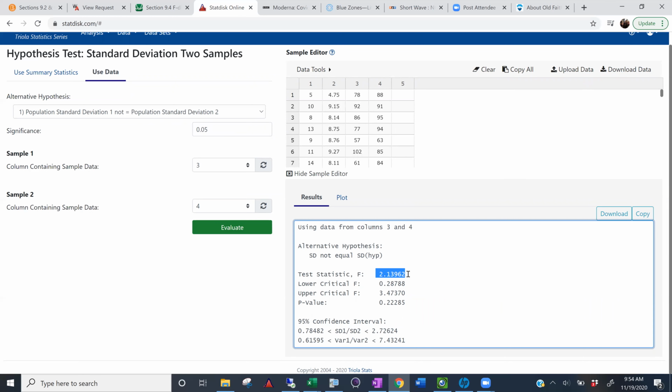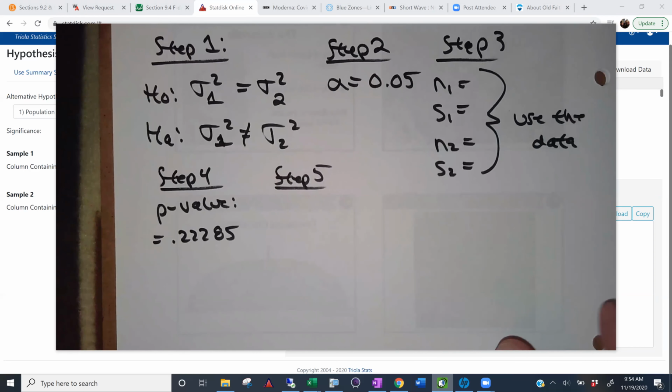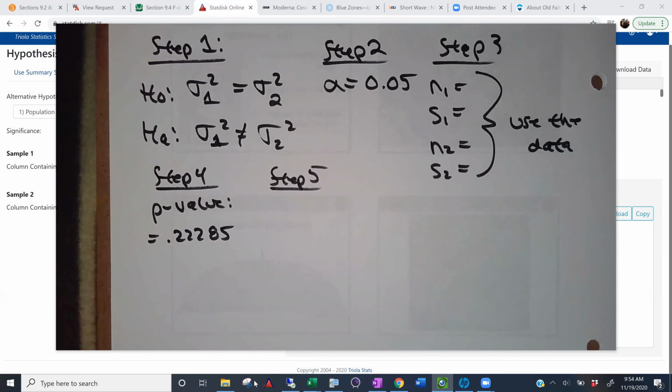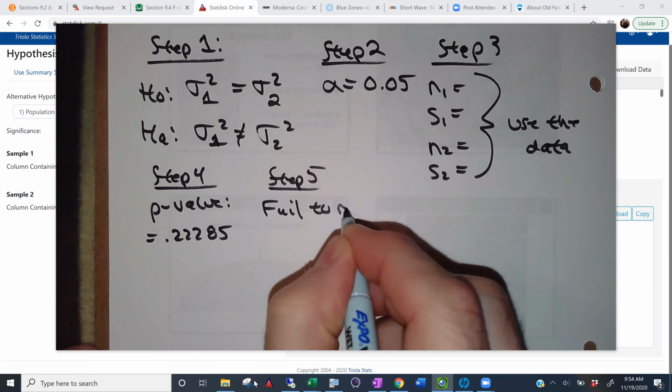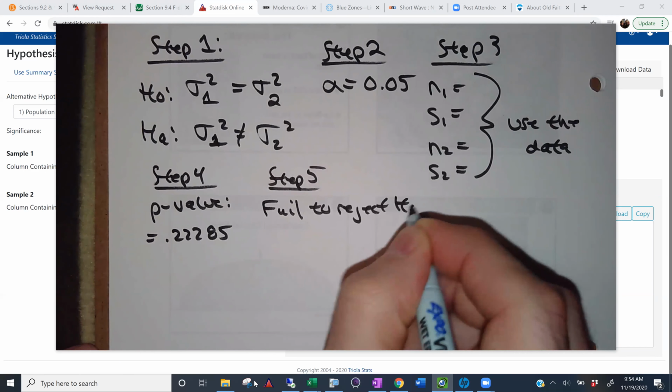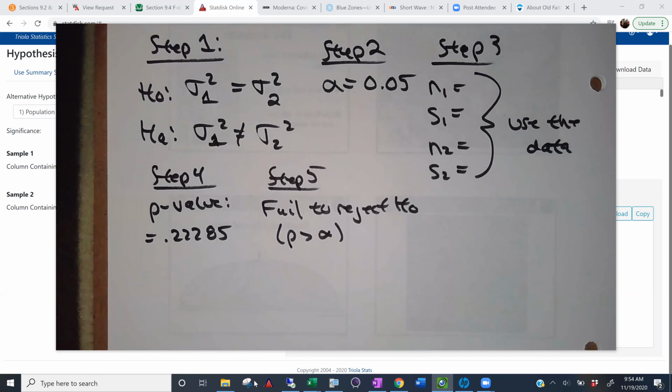So that brings us to step 5. What are we going to do on step 5? What's our decision going to be? Fail to reject. Ah, well done. Thank you. Fail to reject H naught. Our p-value is greater than alpha. So if the p-value is high, H naught will fly. So we're going to fail to reject.